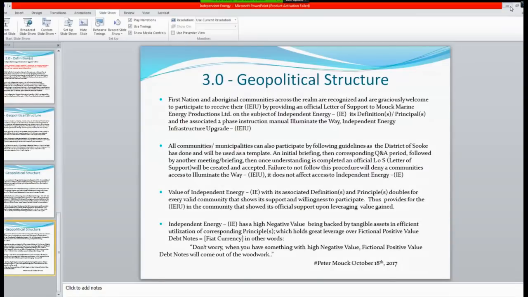This is from the District of Souk. The official signing was June 30th. And here it is right here. Excellent. So here's the letter of support signed by the mayor. This is the actual digital copy they sent me.